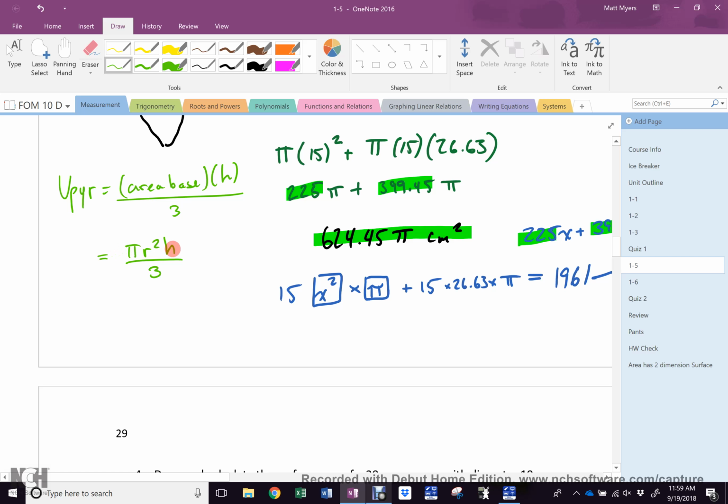Now, if you write it down, is it possible to do it wrong? It's not, is it? What's the radius of this thing? It's right in the question. What's the radius? 15 squared. What's the height? It's right in the question. 22. And then that whole answer is divided by 3.